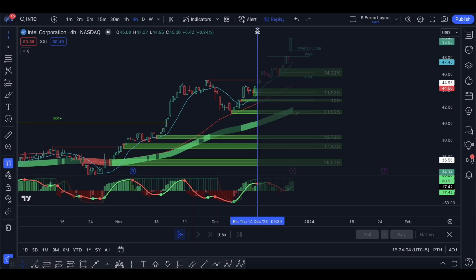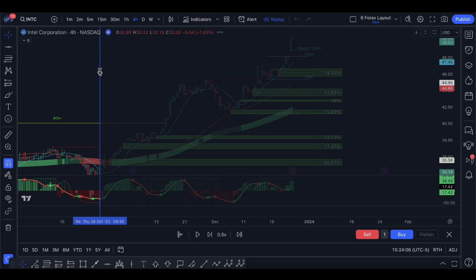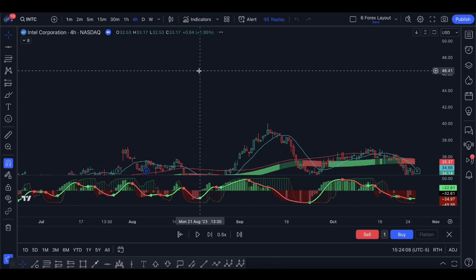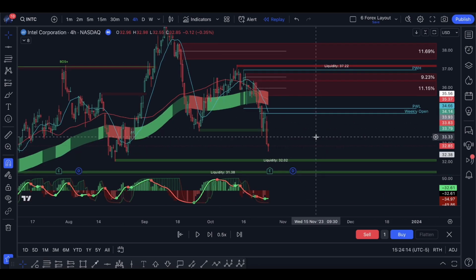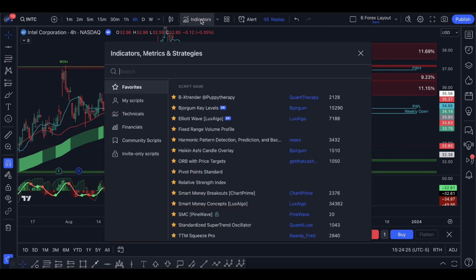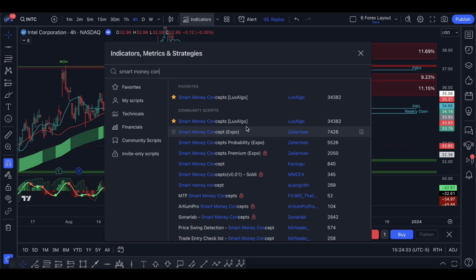So let's take our replay function and we're going to go all the way back to earnings that happened in October of this year. The indicator that we're going to be using right now is a proprietary indicator, which you can get access to in our Discord community. It's the second link in the description, or you can just use any smart money concepts indicator. There is one that's free in TradingView by Lux Algo that you can just type in smart money concepts and you'll see right here, Lux Algo.